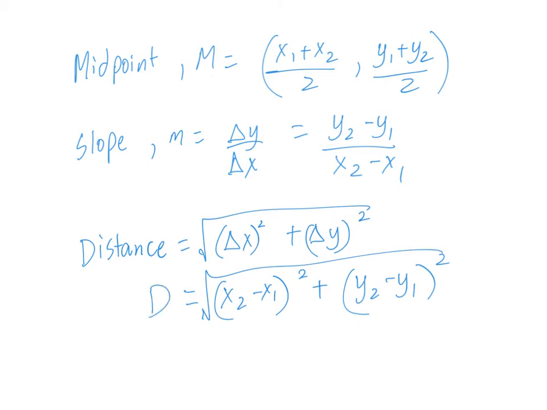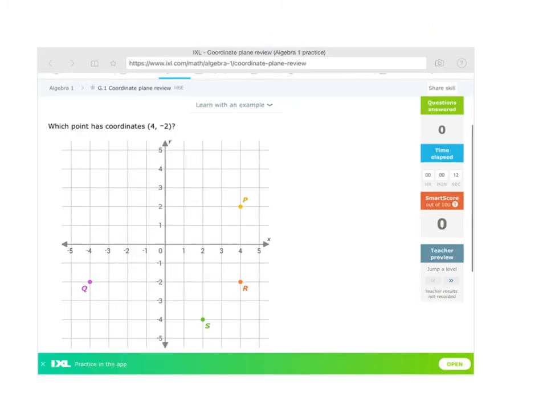So let's try an IXL just to give you a quick review. This is G1 Algebra 1. Which point has coordinates 4 and negative 2? So let's find that point. So this is our x, this is our y. So let's start from 0 and go to 4 on our x. So we reached here. Now they're saying go to negative 2, so keep going but in the negative direction. So which point is it? R. So this exercise should be fairly easy.